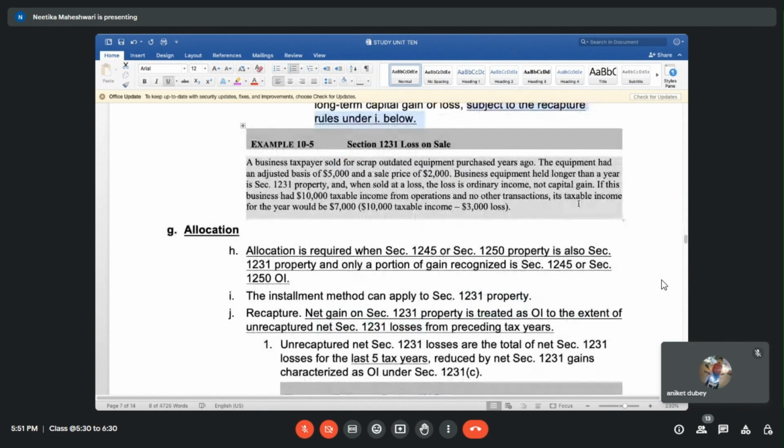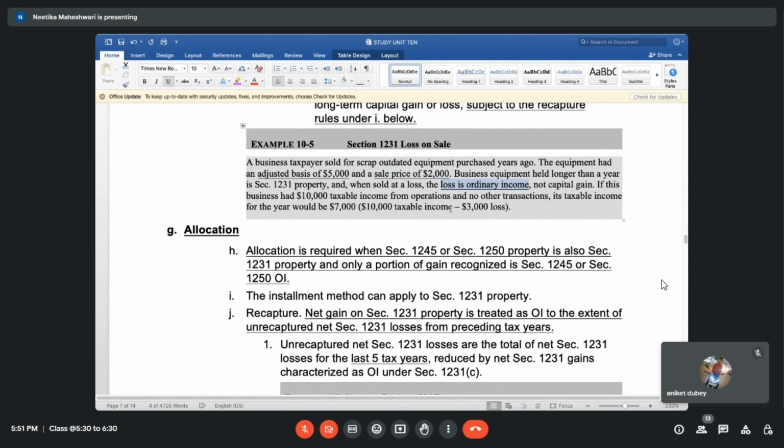Shweta, can you read 10.5? A business taxpayer sold for scrap outdated equipment purchased years ago. The equipment had an adjusted basis of $5,000 and a sale price of $2,000. Business equipment held longer than a year is Section 1231 property, and when sold at a loss, the loss is ordinary, not capital. If this business had $10,000 taxable income from operations and no other transactions, its taxable income for the whole year would be $7,000. That is $10,000 taxable income minus $3,000 loss.